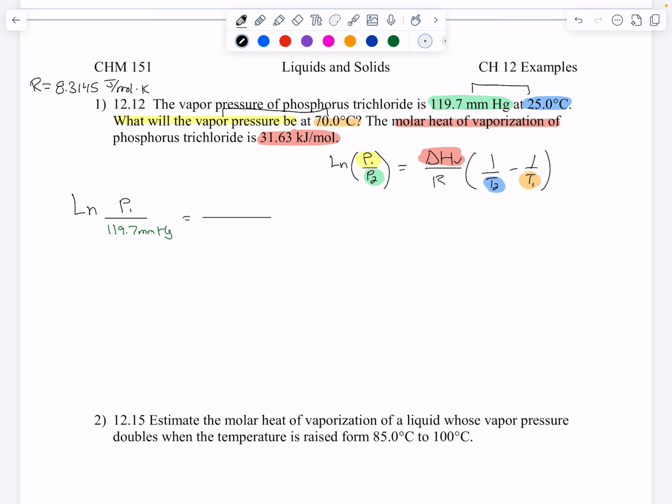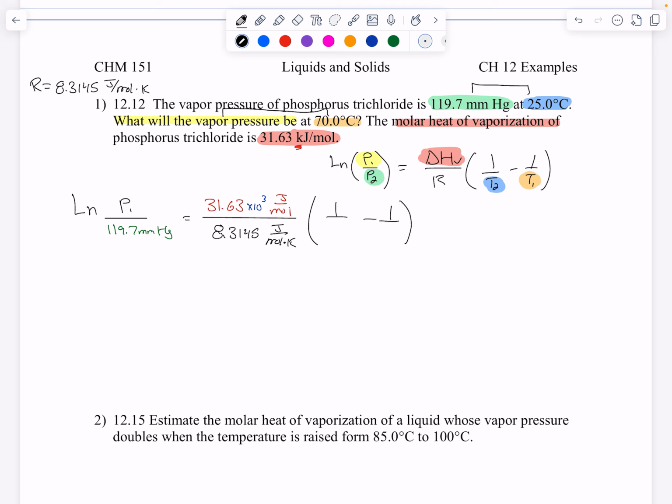equals 31.63. It's kilojoules, you see the K? We're going to do a times 10 to the third and make that joules per mole, so I'm getting rid of the kilojoules. Why? Because R here is 8.3145 joules per mole Kelvin. Now I have joules and joules, and we're good there. Times 1 over T2 minus 1 over T1.